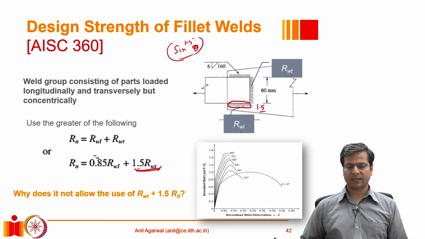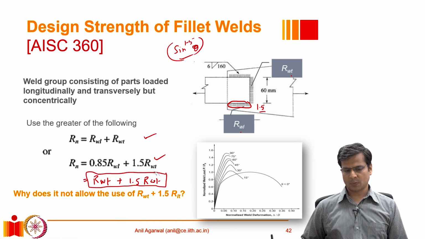The question is, why does it do that? Why does it not allow us to do Rwl plus 1.5 Rwt? It says you can do either this or this, whichever one is giving you a higher value, you can take that. We know that obviously this formula will give us even a higher value, but we cannot do this. Why?